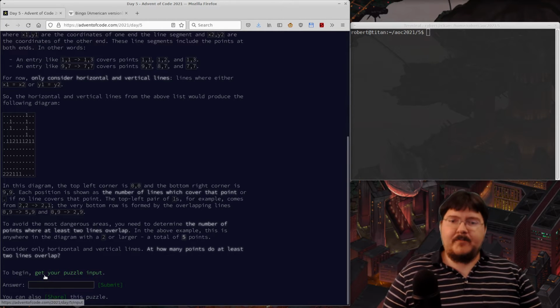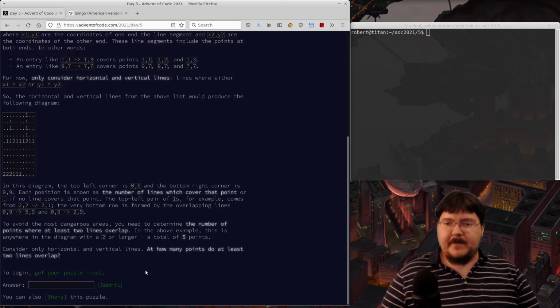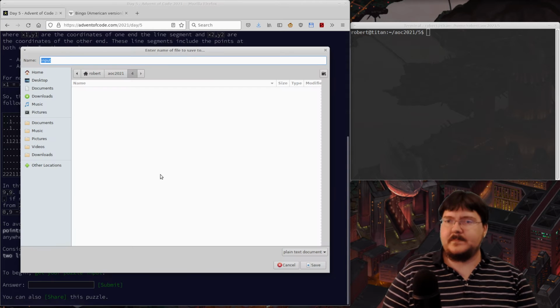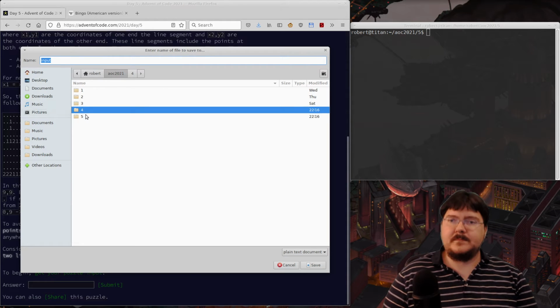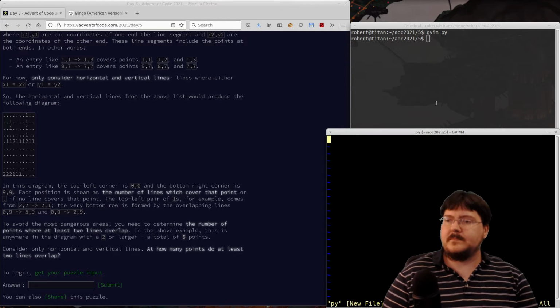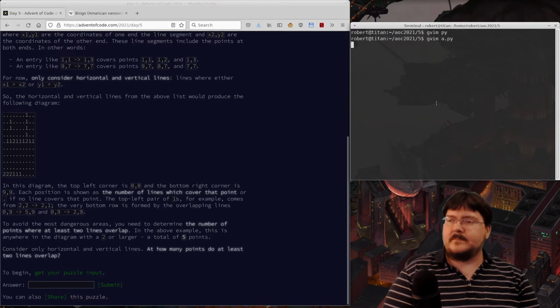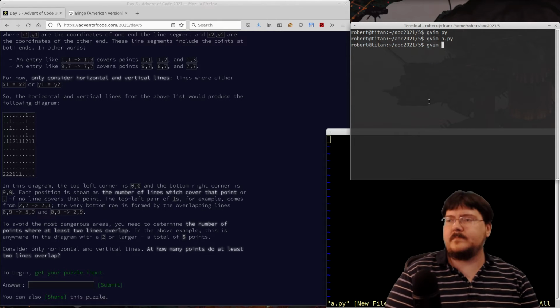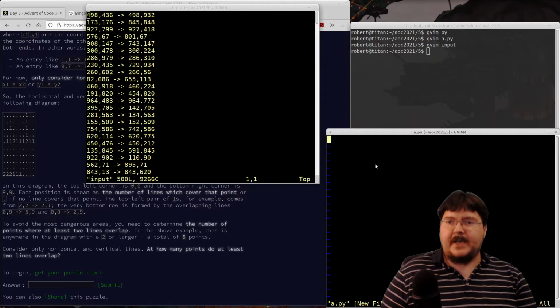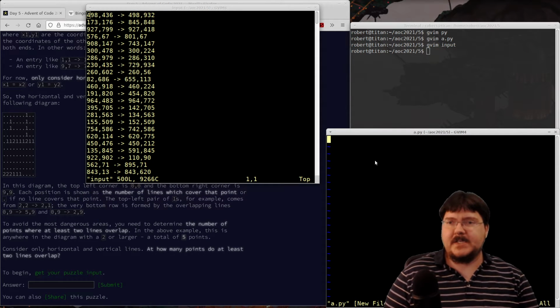Need to determine the number of points where at least 2 lines overlap. That seems simple enough. PY? Really? Okay, and then it's just like that.